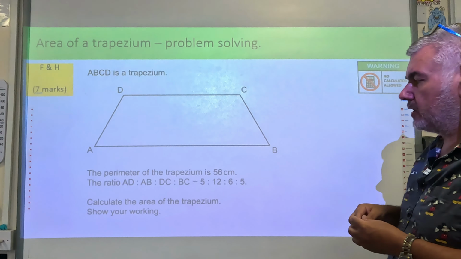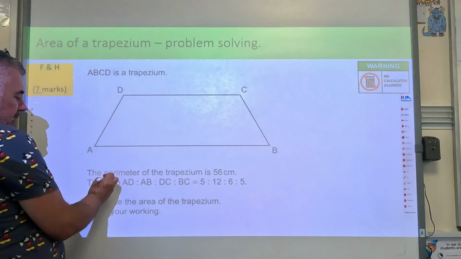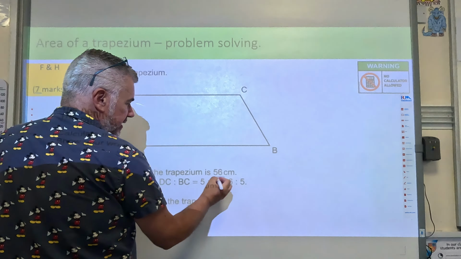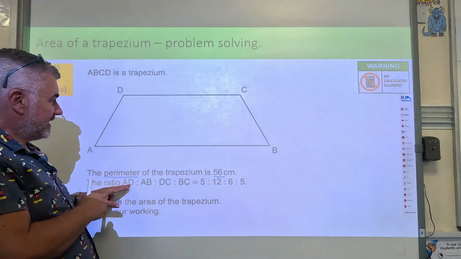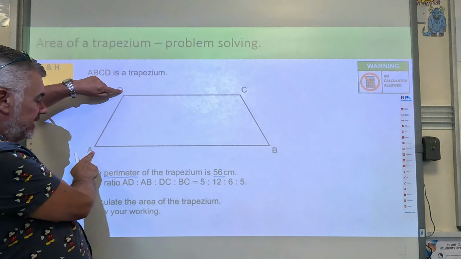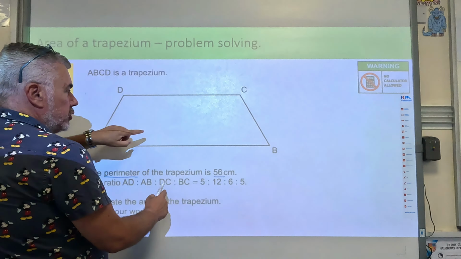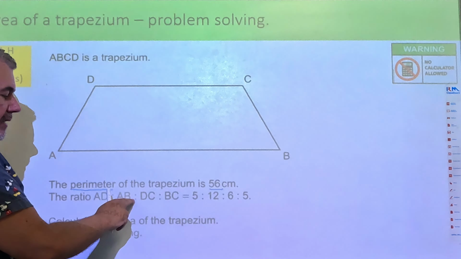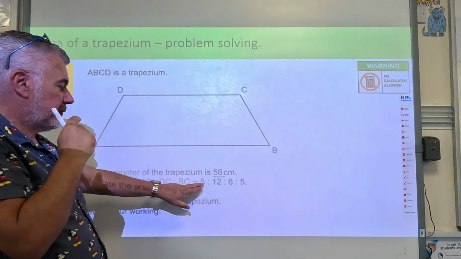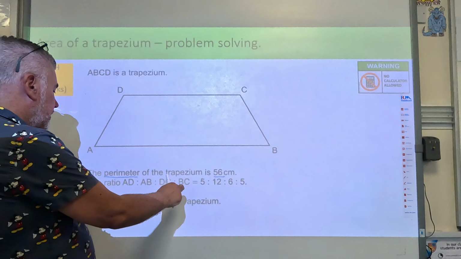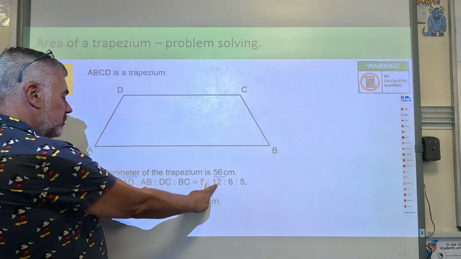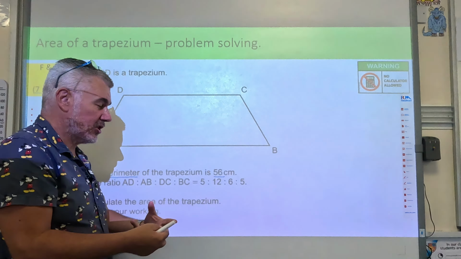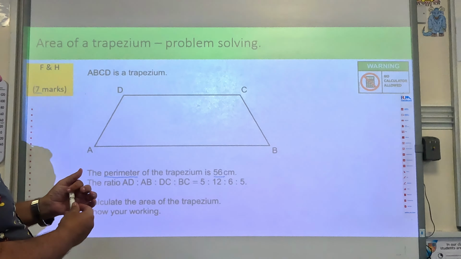The perimeter of the trapezium is 56. So we need to know what this word means. It means the distance all the way round is 56. The ratio of the length AD to AB to DC to BC equals 5 to 12 to 6 to 5. For every 5 units of AD, AB would have 12 units. For every 12 units of AB, DC would have 6 units, and so on. That's what that means. Calculate the area of the trapezium.